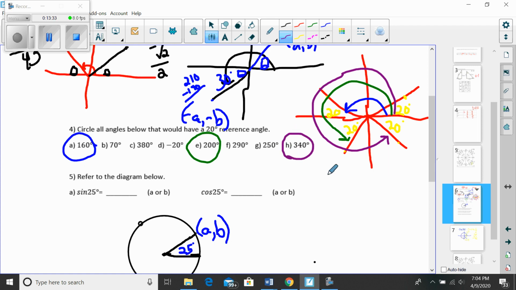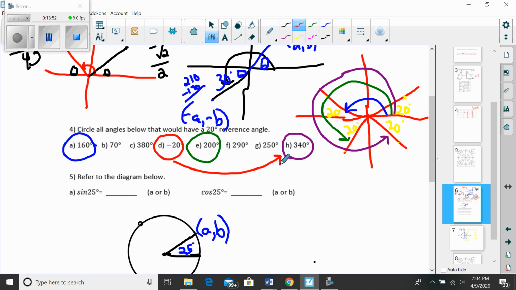There's a couple other choices here that I would want to circle as well. This is 20 degrees, negative 20 degrees, right? Negative 20 degrees is the same angle, is coterminal, I should say, coterminal with 240.